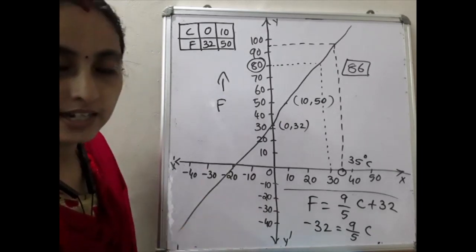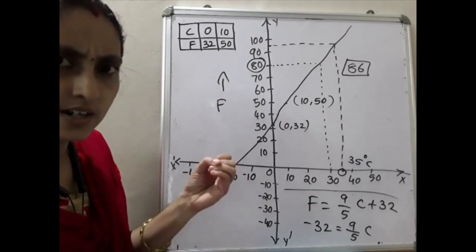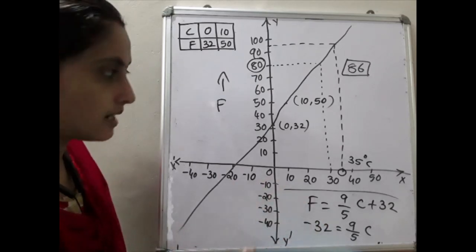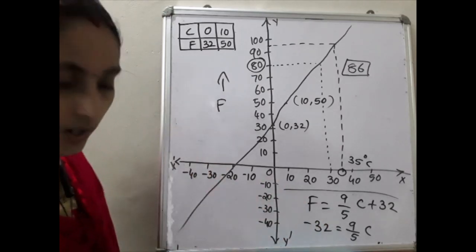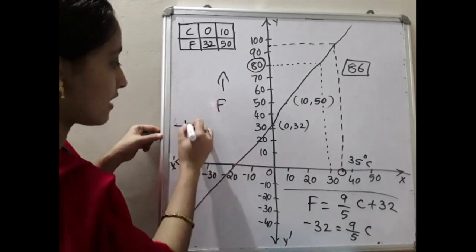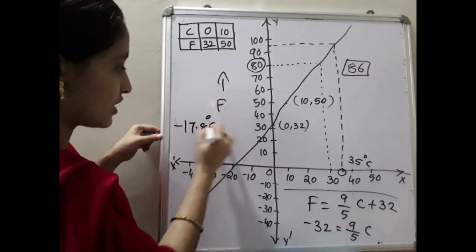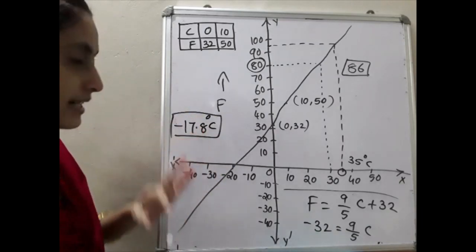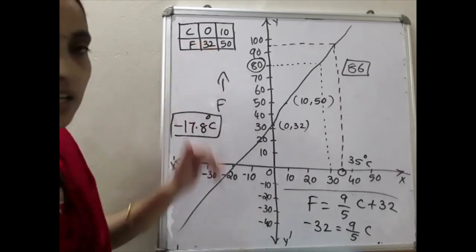So C value is minus 32 into 5 by 9. You have to find that answer, just division only. Minus 32 into 5 by 9 is the value for Celsius. That is around, you got the answer as minus 17.8 degrees Celsius. By our equation only we are arriving at this.